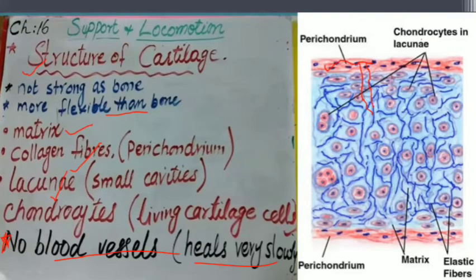Now we can see in the diagram the chondrocytes in lacunae. There are empty spaces here. These spaces form cavities. There are many small cavities which are distributed in the matrix. These are called lacunae. If you see this, all these lacunae contain cartilage cells, and these cartilage cells are called chondrocytes.